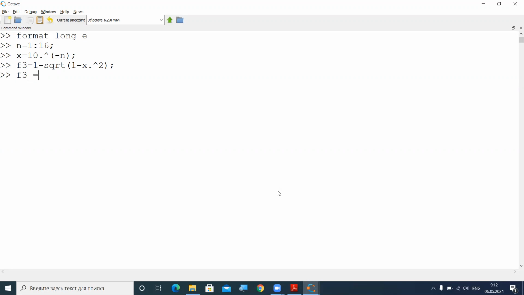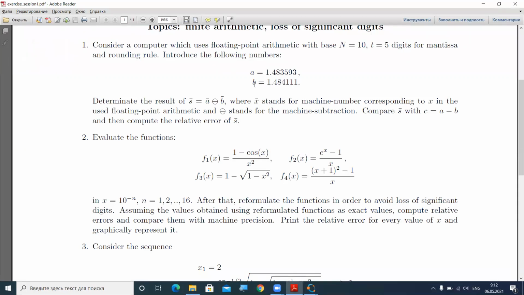So now let's write the new function here, for example. How can we change this function? Reformulate this function. We need to use an alternative function to this function. What will it be here? Can you answer this question?